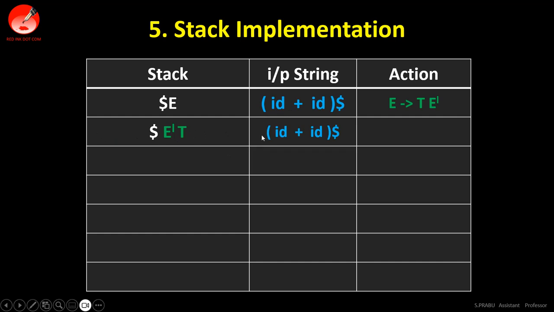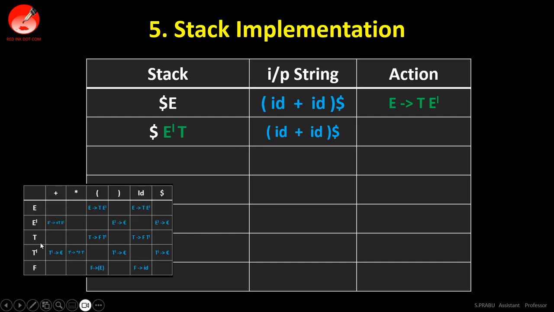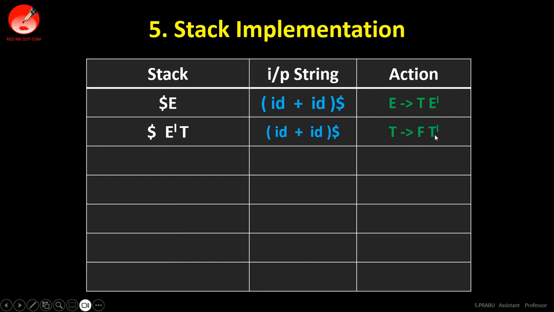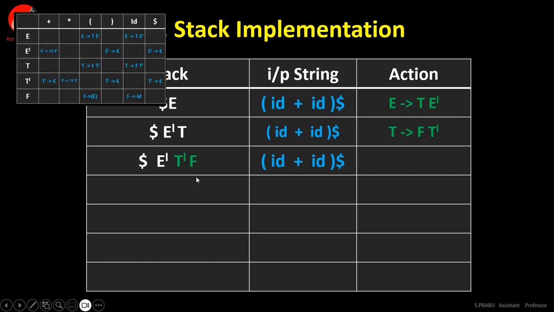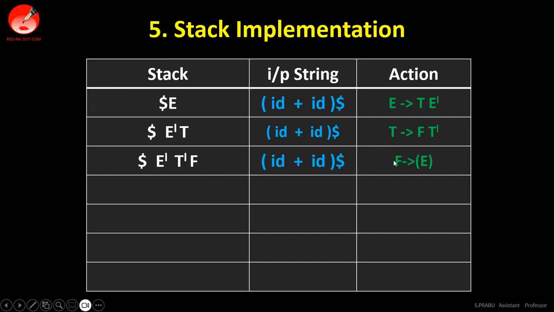Now you compare T and open bracket in this table. The rule present in T and open bracket is T tends to Ft dash. So you can write T tends to Ft dash here. So instead of T, you can write Ft dash in reverse order. So first you write the T dash, then you write the F. Then compare F and open bracket. That is F tends to open bracket E closed bracket. Instead of F, you can write open bracket E closed bracket in reverse order.